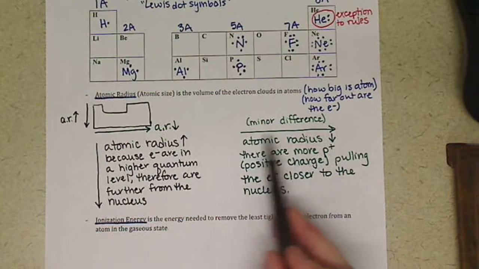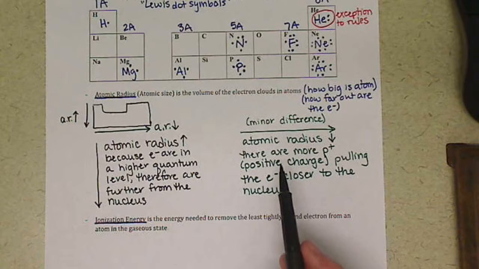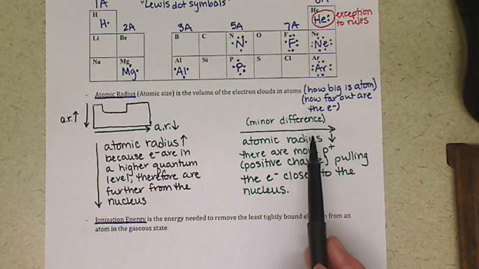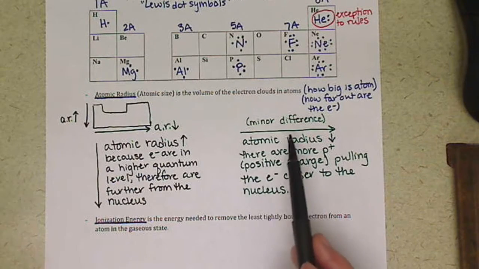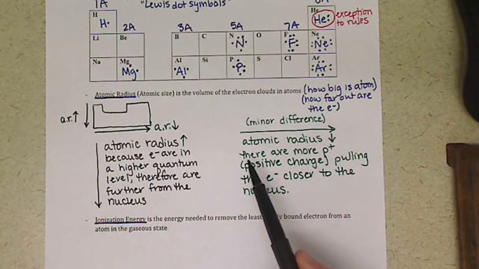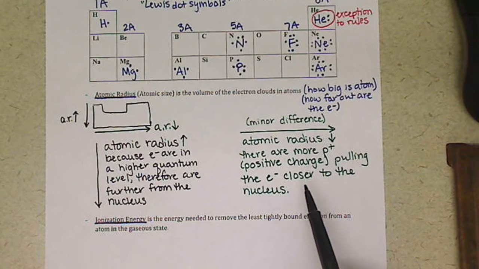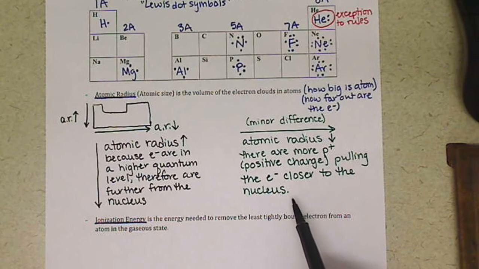All right, so as we're moving from left to right, we're in the same quantum level, so quantum level doesn't have an effect on the size moving from left to right. So it's a very minor difference, but it does get smaller as we move to the right of the periodic table. And the reason for that is because we have more positive charge, more protons, pulling the electrons closer to the nucleus. More protons means a higher charge, so a greater pull on those electrons, pulling them just slightly closer to the nucleus, making the atomic radius smaller.